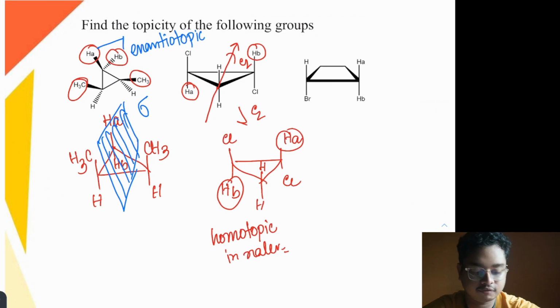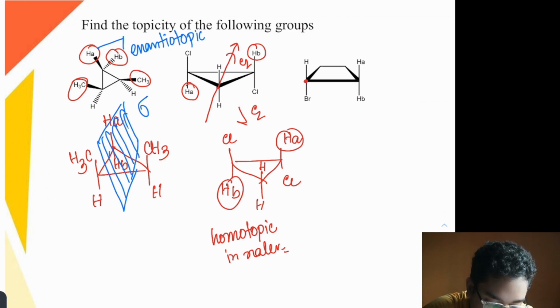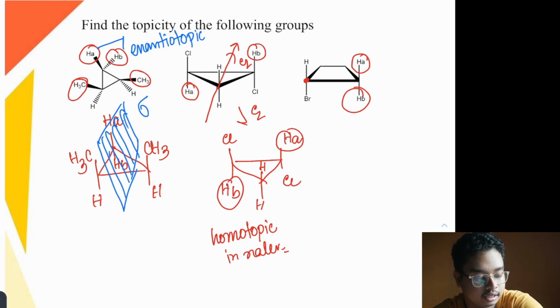Now, what happens for this particular group? If you see here, this center, first of all, if we go for the symmetry criteria, then we can say there is no symmetry element present in this particular group. That means these two are diastereotopic in nature.